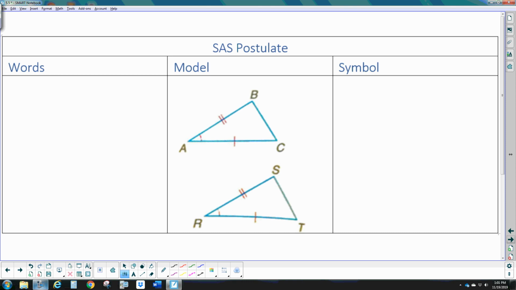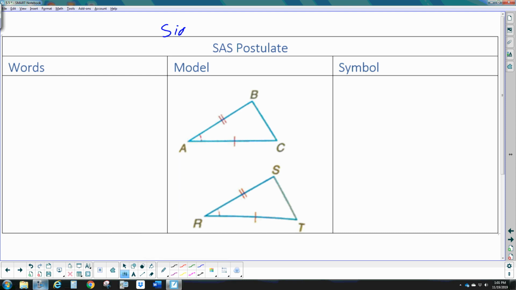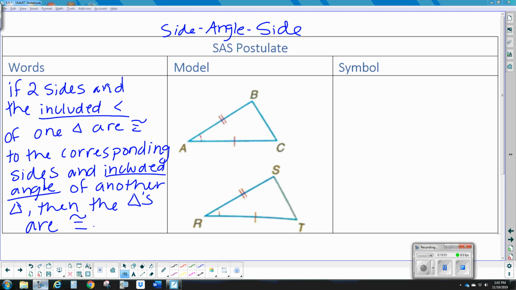So using that definition, we can define the side angle side postulate. So SAS, that means side angle side. The side angle side postulate says if two sides and the included angle of one triangle are congruent to the corresponding sides and the included angle of another triangle, then the triangles are congruent. So the key part here is included angle.